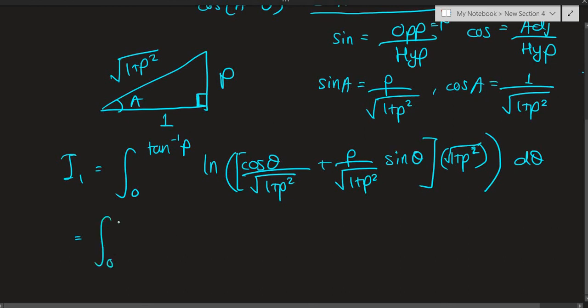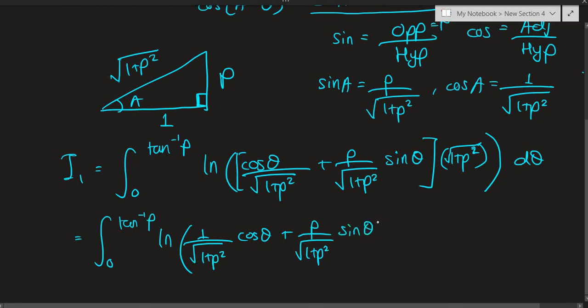So we have integral from 0 to inverse tangent of P of the natural log of 1 divided by 1 plus square root of 1 plus P squared times cosine theta plus P divided by square root of 1 plus P squared times sine theta d theta, plus, I'm splitting them into two different logs and two different integrals. So integral from 0 to inverse tangent of P of just this expression, natural log of just this expression. So natural log of square root of 1 plus P squared and a d theta.